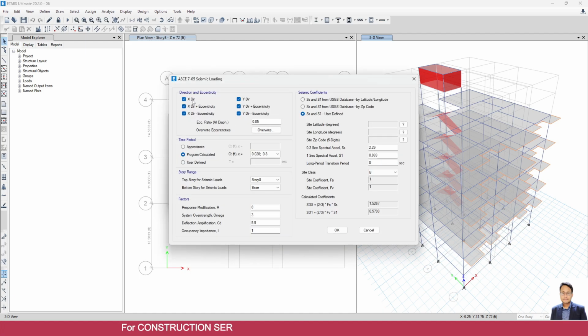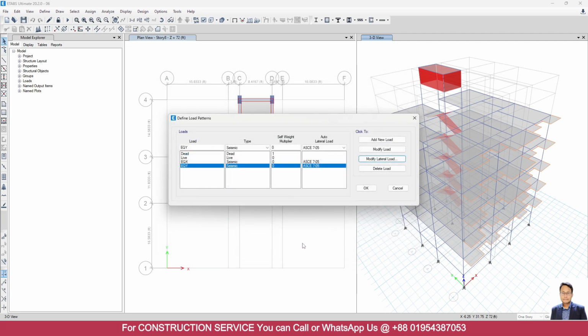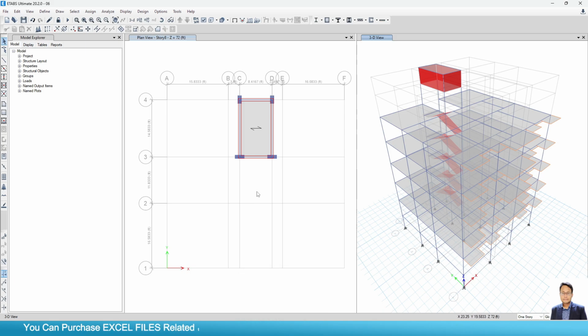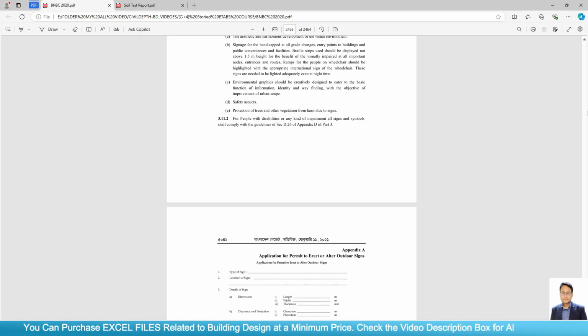For Y direction, we don't need any seismic loading in X direction. Also we can uncheck Y direction. Now click on OK. Here we will follow BNBC 2020, which is totally similar to ASCE 705. So this is the book.